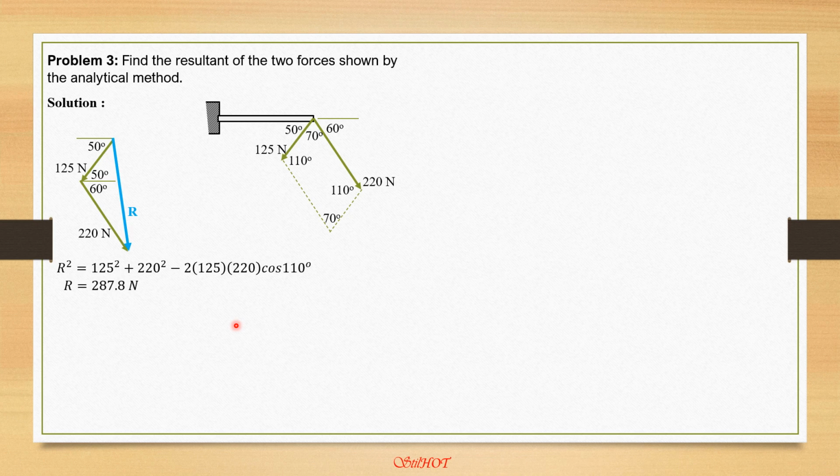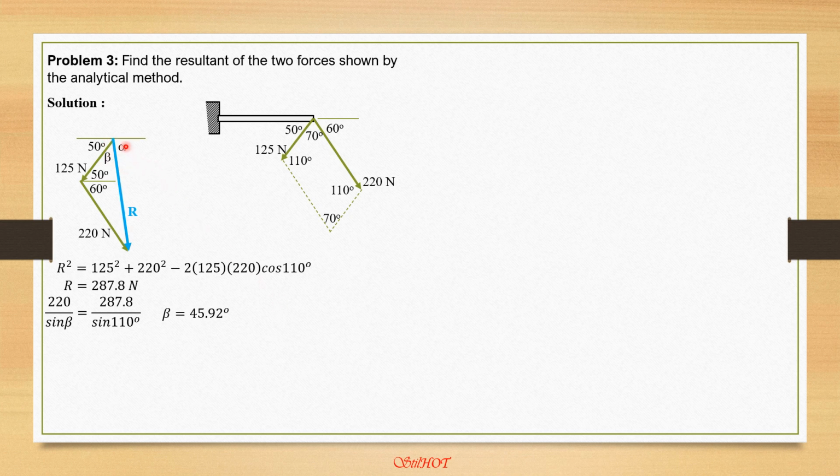Then by sine law, let's solve for this angle beta here. 220 is to sine beta equals 287.8 is to sine 110 degrees. So solving for beta using your calculator, beta is arc sine of quantity 220 sine 110 divided by 287.8. So beta is 45.92 degrees. Therefore, 50 plus 45.92 is 95.92. It exceeds 90 degrees.